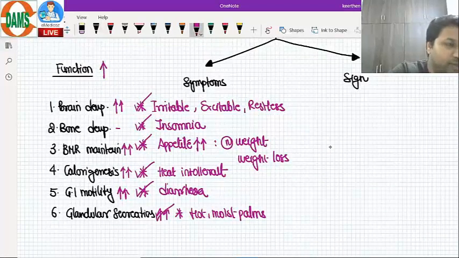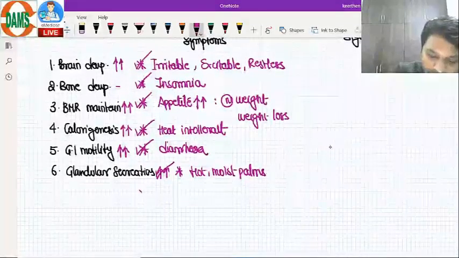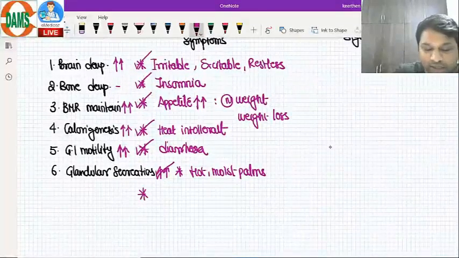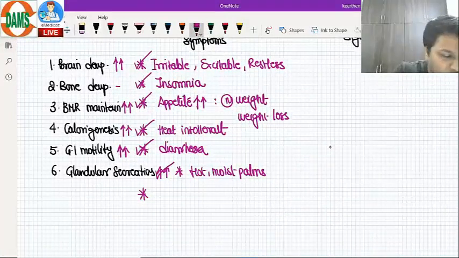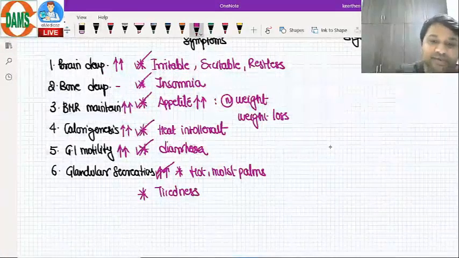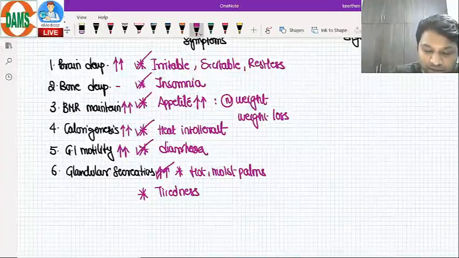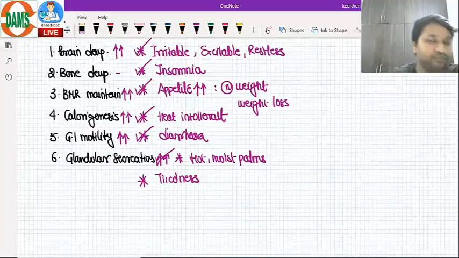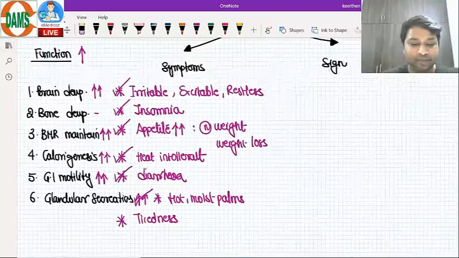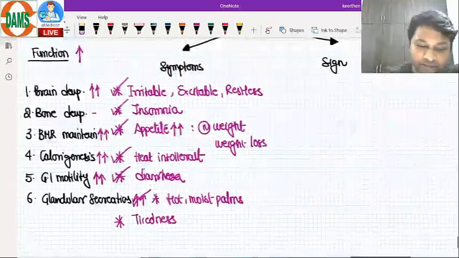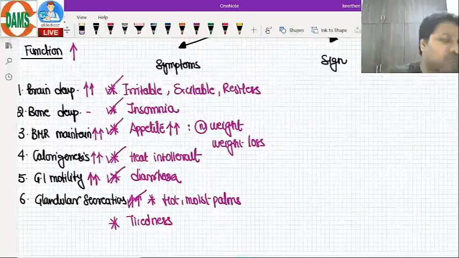Along with that, because the BMR is high, the body is under constant work-up, so the patient will also feel tiredness. In fact, this is one of the primary complaints: we feel tired, sir. So these are the symptoms with respect to the hyperthyroid state. Now in signs, everything will become fast.